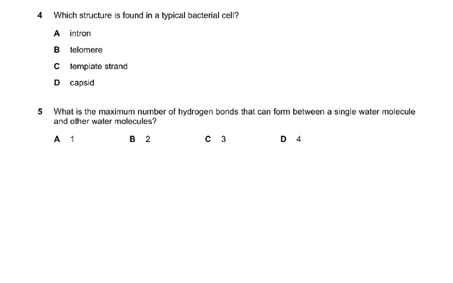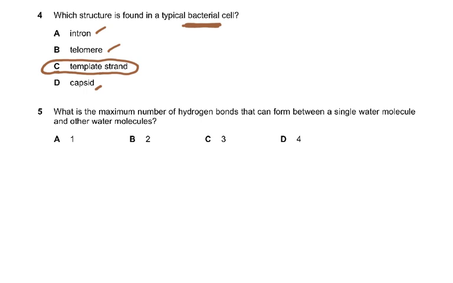So the template strand is the only thing which is present. Introns are only present in eukaryotes. Telomeres are linear DNA. This is circular DNA. Capsid is found in a virus. So it is typically confusing you that if you are confused between bacteria and virus, well, you can't do this question.